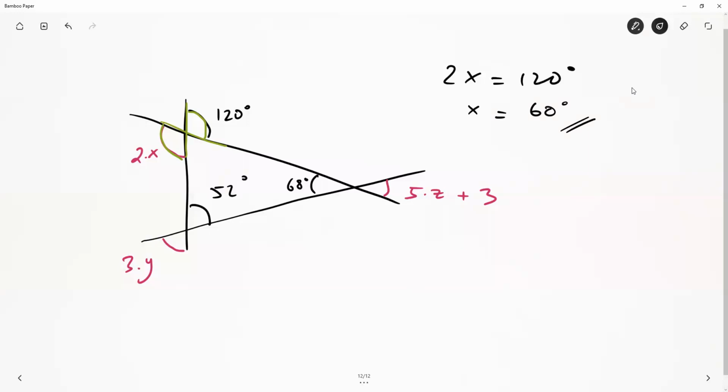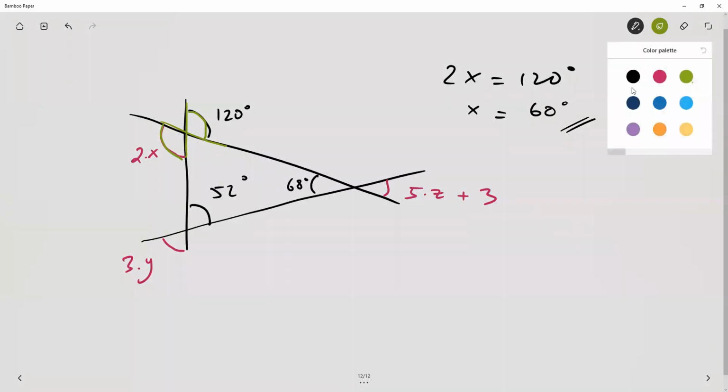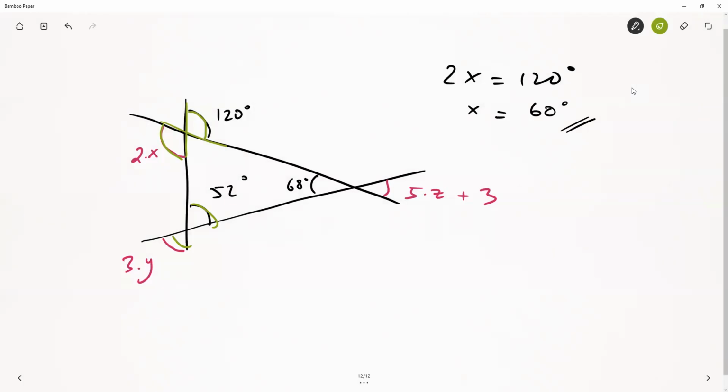Now, if you look again at y here, we have a similar situation. So in this case, 52 equals 3 times y, and therefore y equals 52 degrees divided by 3. That's it. And you can always use a calculator to get the value of it here, 52 divided by 3.